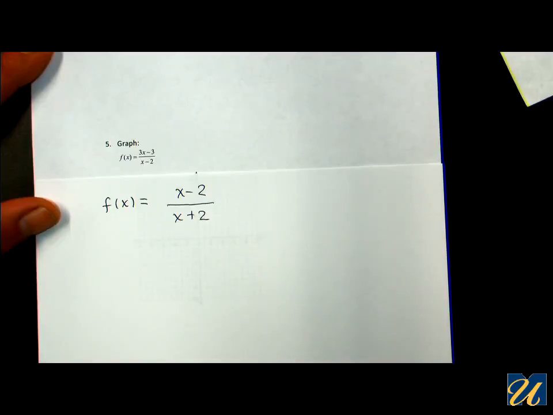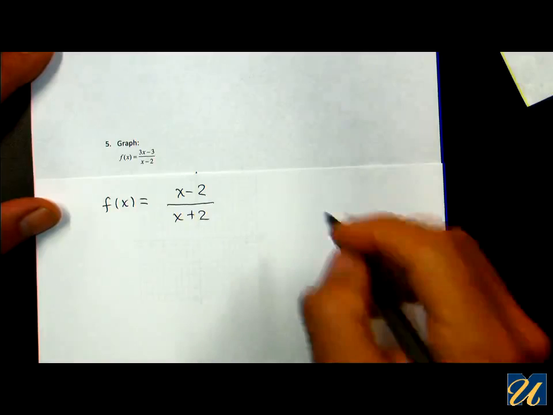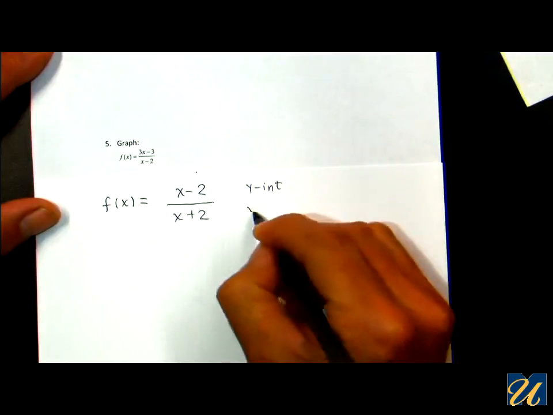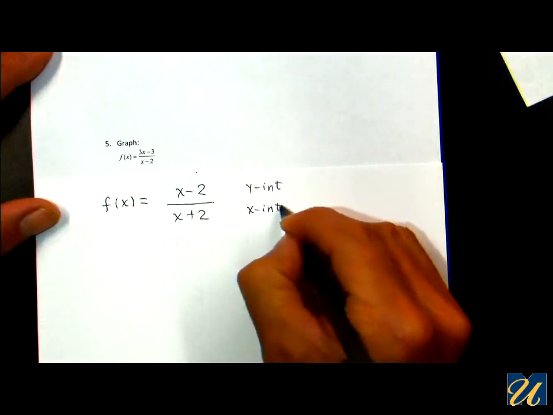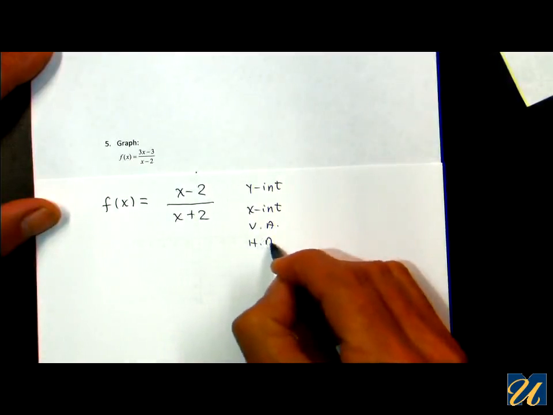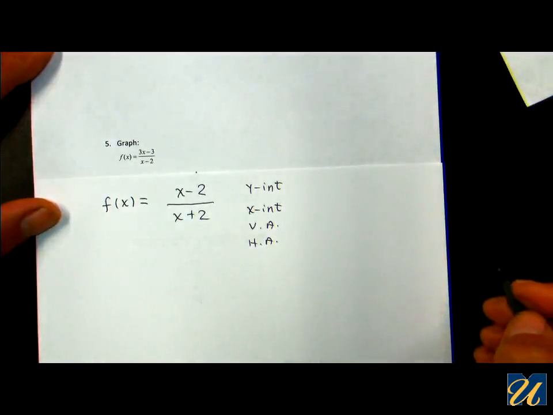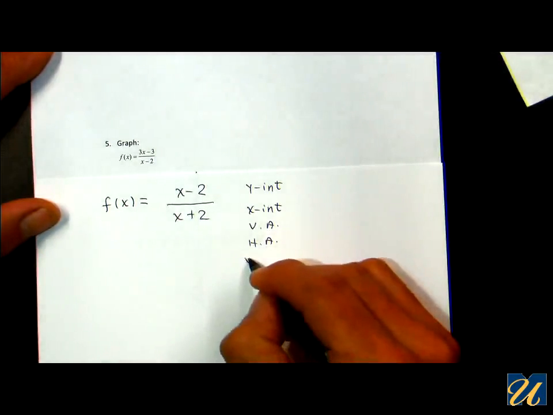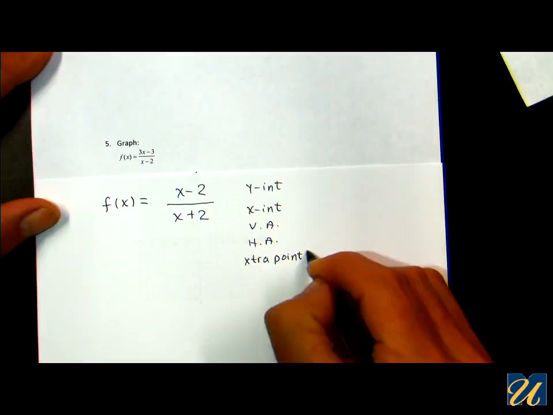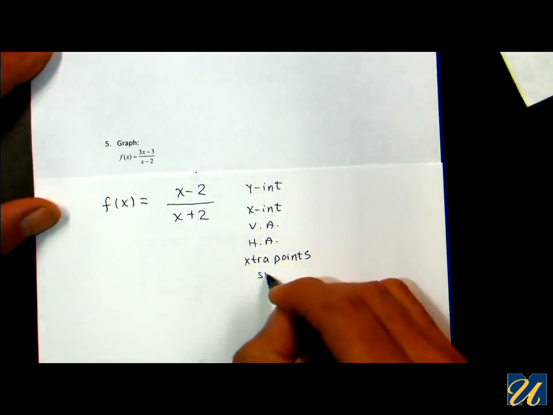So, number of things we have to get. Y-intercept, x-intercept, vertical asymptotes, horizontal asymptotes, at least, and maybe extra points. Maybe. And we could test for symmetry.